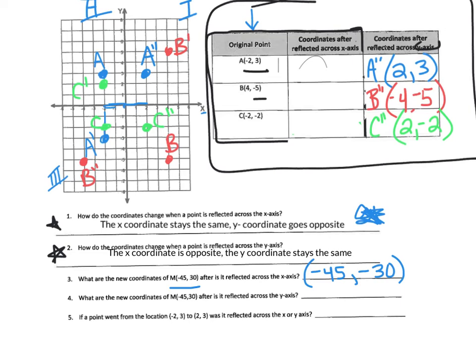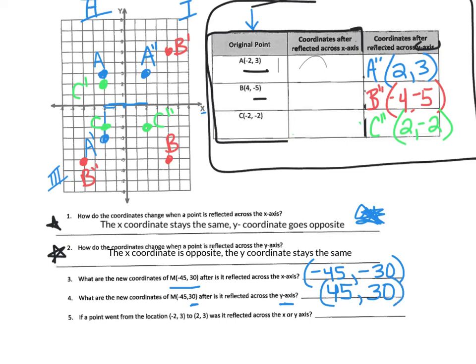Very good. Number 4, what are the new coordinates of point M? Again, -45, 30, if it were reflected across the y-axis. This time, we're going to keep the y-coordinate the same, 30, and we're going to do the opposite of the x-coordinate. So we're going to have 45, 30.